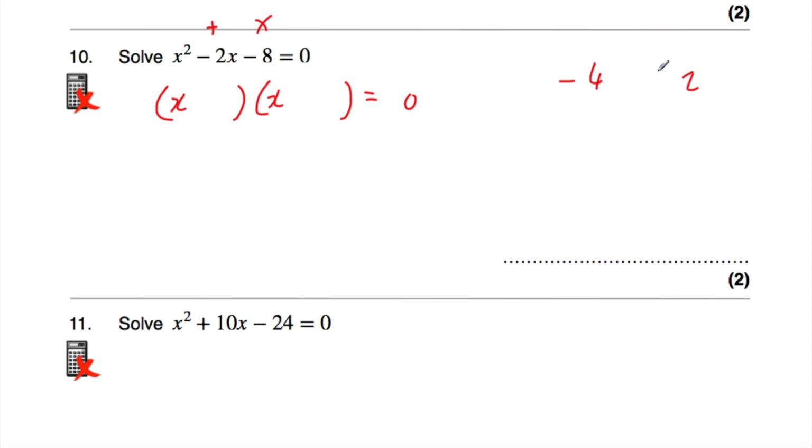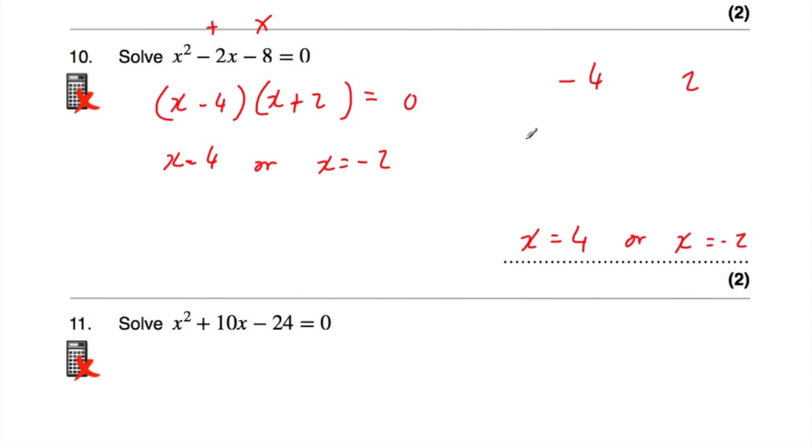Because negative 4 times 2 would be negative 8. And negative 4 plus 2 would go up 2, so it'd be then negative 2. So that's it. So in our brackets would be x minus 4 and x plus 2. So there are the two brackets. Now in terms of our solutions, this bracket, x would be equal to 4, because 4 take away 4 is equal to 0. Or in terms of this bracket, x would be equal to negative 2. So there are two solutions, that either x equals 4 or x equals negative 2.